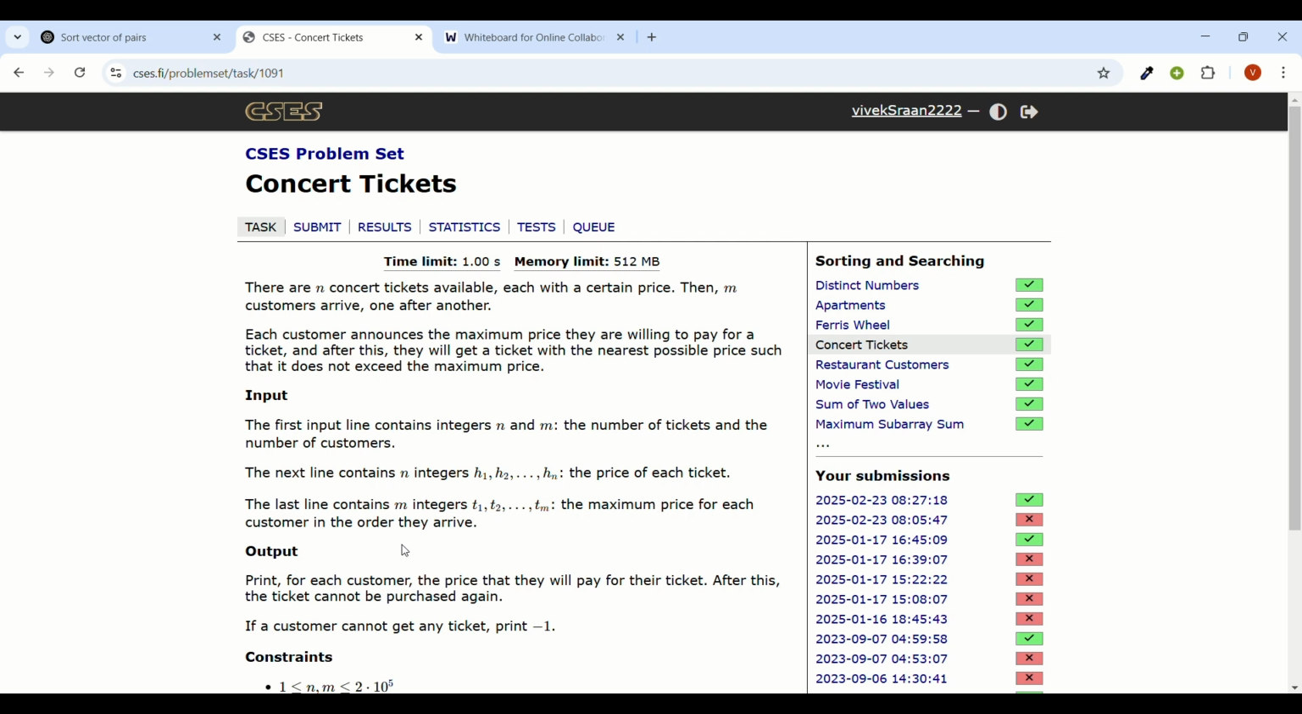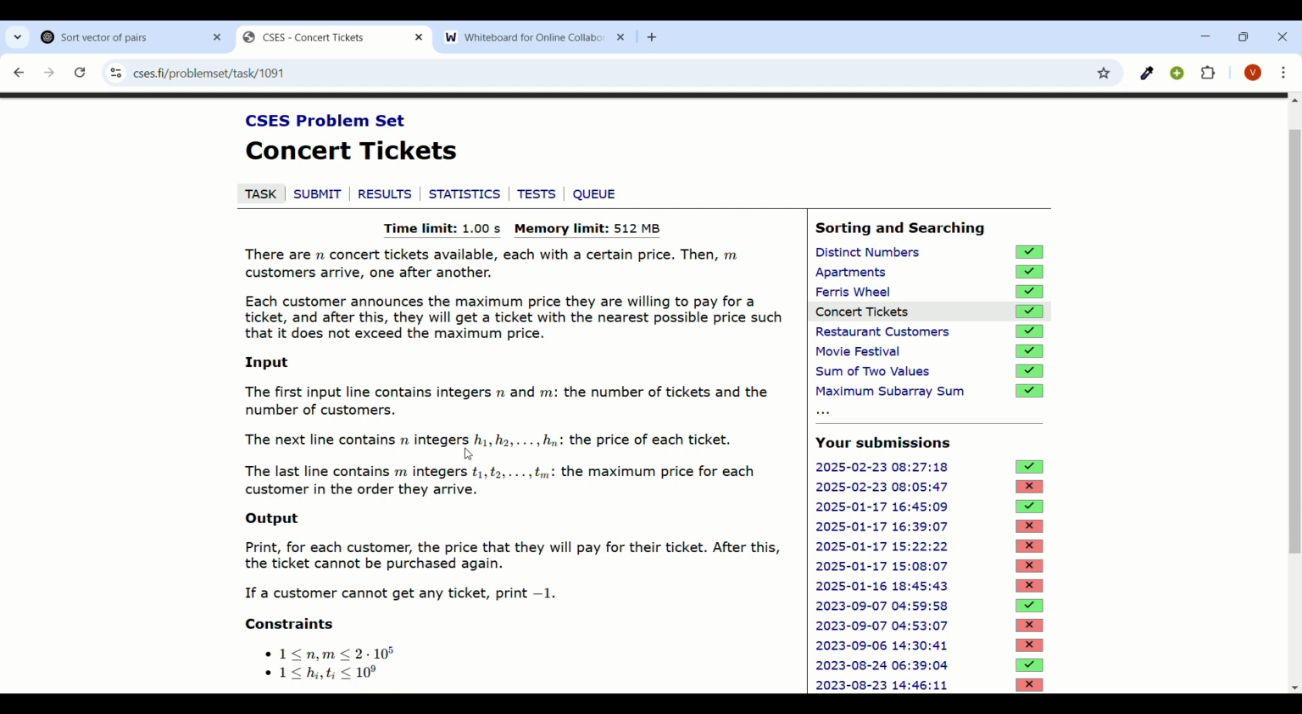We are told that there are total n concert tickets which we can sell to the customers, and we have m customers. All the customers have announced a price which they are ready to pay for buying a ticket, and we are also aware of the ticket price for each ticket. All the tickets have their own price.